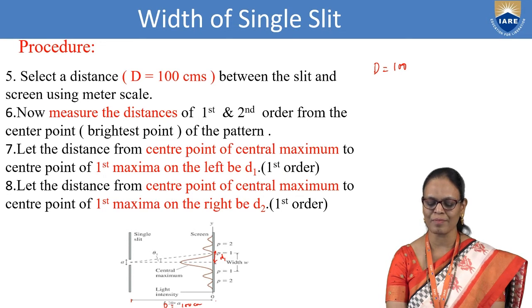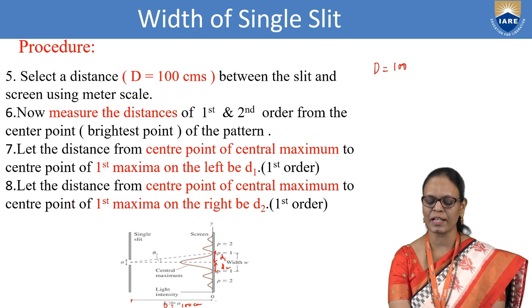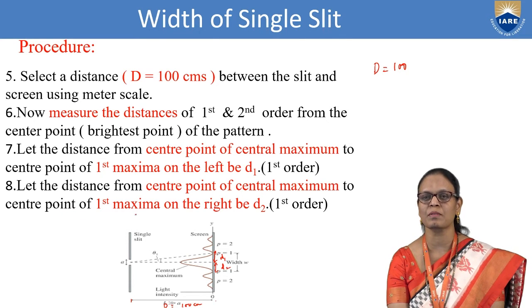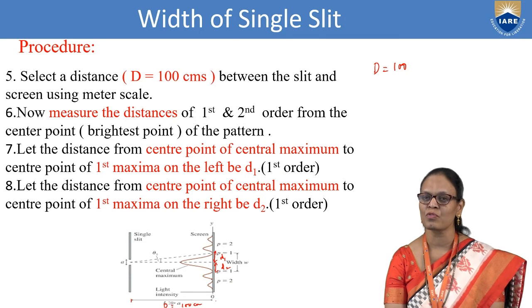And the distance from the center to the secondary maxima, first order on the right, is D2. So D1 on the left and D2 on the right. This is for the first order. So the distance from the central maxima to the center point of the first maxima on the right is D2. On the left we always consider D1, and on the right we consider D2. This is for the first order.